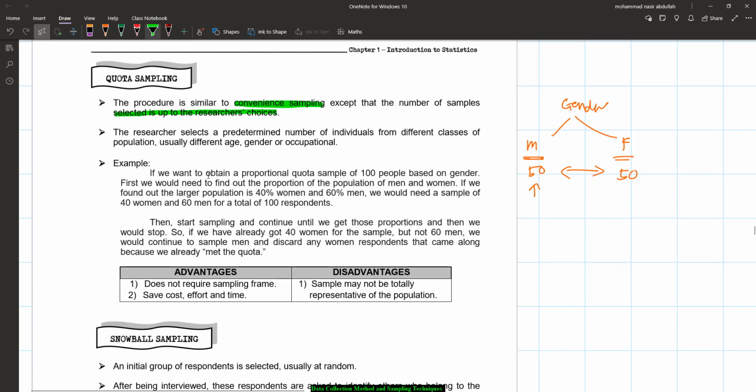So tengok dekat sini dia kata, the researcher selects a predetermined number of individuals from different classes of the population, usually by age, gender or occupation. So advantage and disadvantage. Advantage is it does not require a sampling frame as usual. Save cost, time, and effort lah. So cukup quota sudah. Right? That is the quota sampling technique lah. Right? So again, it does not represent the whole population. It will introduce a bias, and the conclusion may not be accurate towards the population.